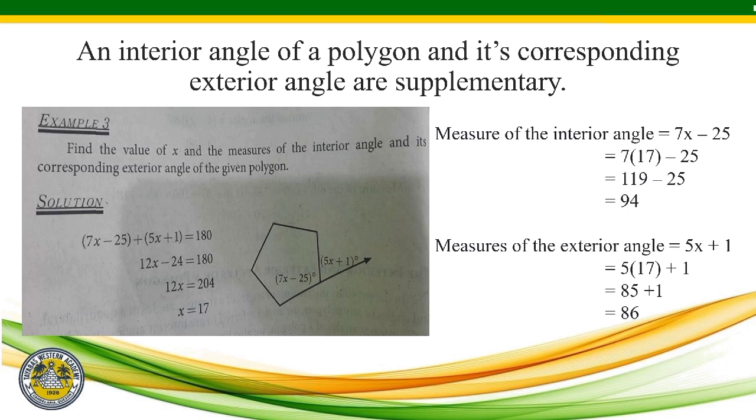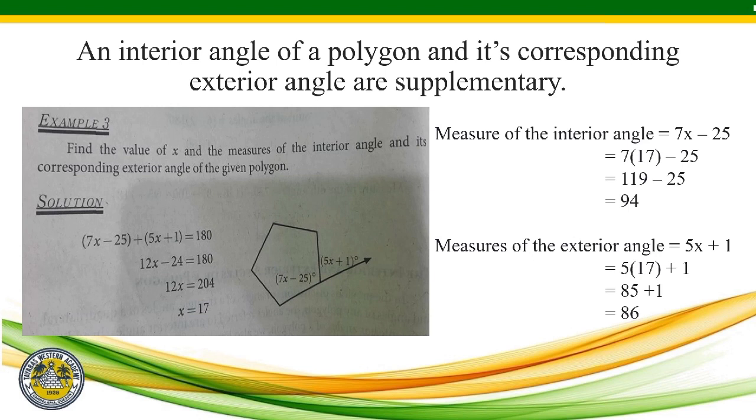Now let's find the measure of the interior angle, wherein your interior angle measures 7x minus 25 degrees. So you have to substitute the given specific value. So you have 7 times the value of x, which is 17, minus 25. Then 7 times 17 is 119, minus 25. So therefore, the measure of your interior angle is 94 degrees.